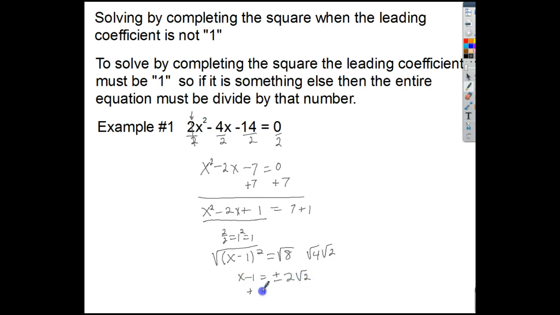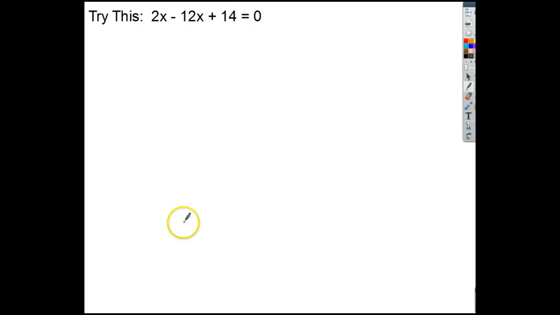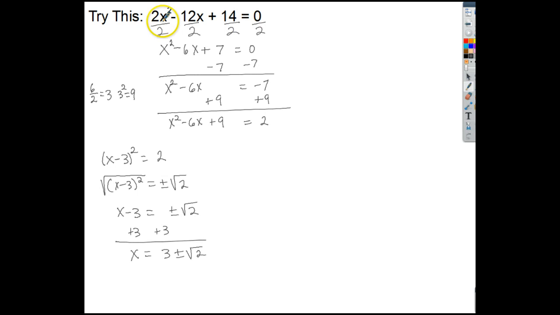And then we add 1 to both sides, and we get x is equal to 1 plus or minus 2 square root of 2. All right, let's get you to try one of these. All right, pause.